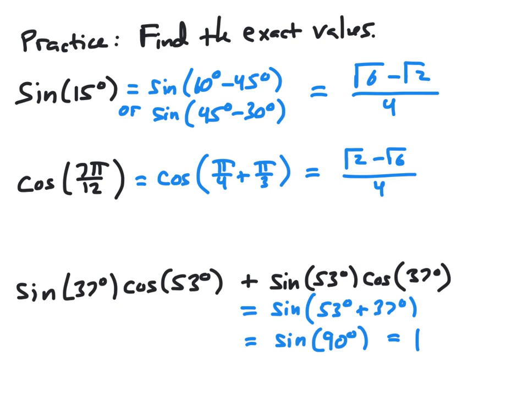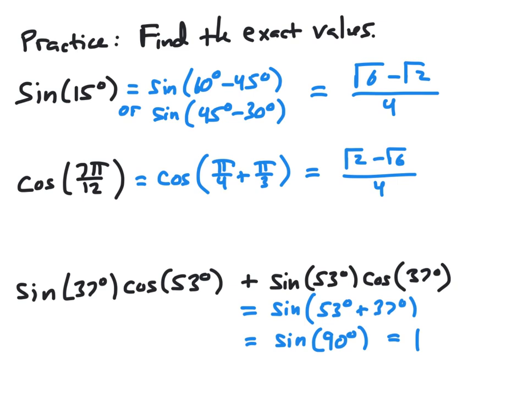So sine of 15 degrees, we could rewrite 15 degrees as either 60 degrees minus 45 degrees or 45 degrees minus 30 degrees. And in either decomposition with the difference formula for sine, we'll get a result of square root 6 minus square root 2 all over 4. 7 pi over 12 is equal to pi over 4 plus pi over 3. And applying the sum formula for cosine, we see that that is equal to square root 2 minus square root 6 all over 4.